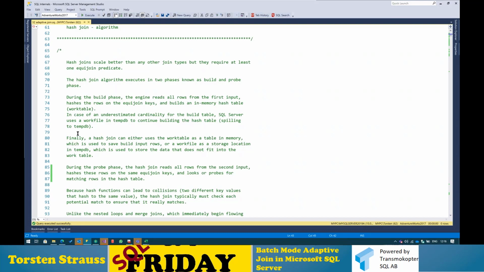And once the build phase is done and the probe phase starts, the probe phase is not a blocking phase anymore. It's streaming. So that means we have two phases. We have one blocking phase, which is the build phase, and we have one streaming phase, which is the probe phase. And the good thing about the hash match algorithm is that it scales. You have an overhead for sure. The overhead is definitely caused by the build phase. But once the build phase is completed, it is unbelievably fast. Much faster for sure than a nested loop, and also much faster than a merge join.